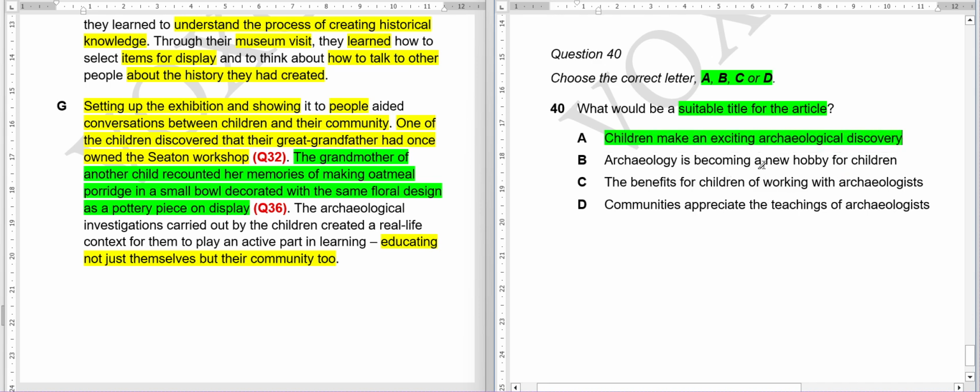B, archaeology is becoming a new hobby. So if it is about a new hobby for children, B will be our answer. C, the benefits for children of working with archaeologists. If it is about the benefits for children of working with archaeologists, C will be our answer. D, communities appreciate the teaching of archaeologists. So if it is about the community appreciating the teaching of archaeologists, then D will be our answer.